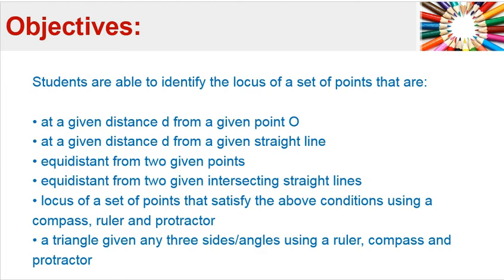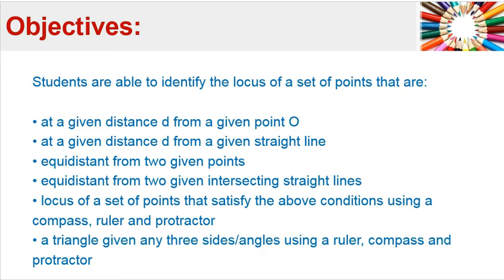So here in this case we will have 2 intersecting lines and then we will construct a locus of those 2 intersecting lines. Then the locus of a set of points that satisfy the above condition using a compass, ruler and protractor. So we will construct all the locus by using compass, ruler and protractor.